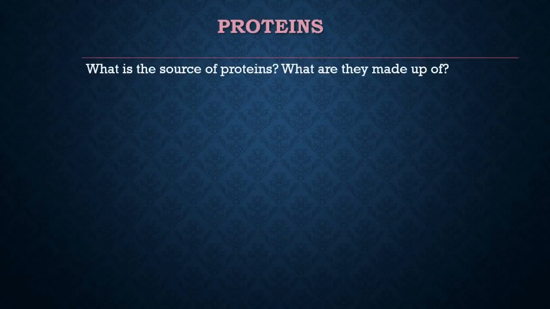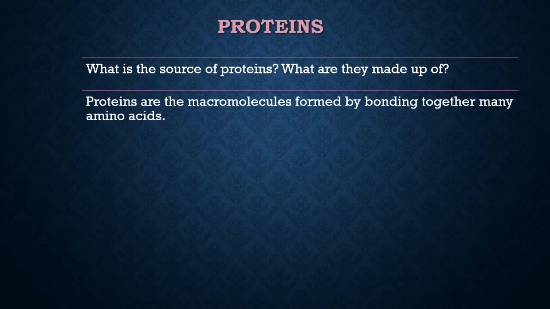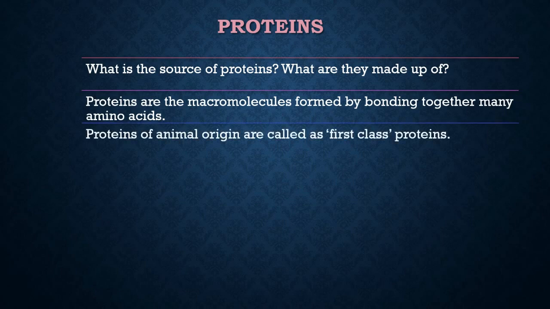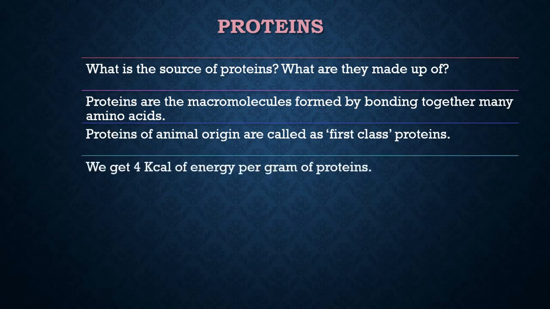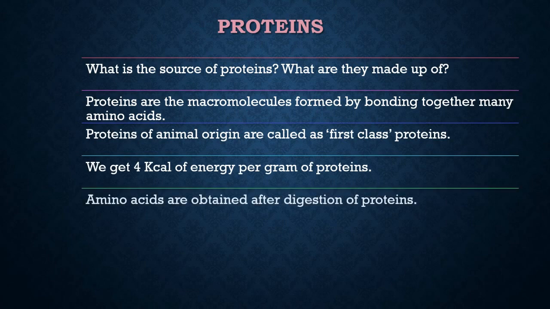Now we are going to see an important component of every living thing, proteins. What is the source of protein? What are they made up of? Proteins are macromolecules formed by bonding together many amino acids. What are these amino acids? We will see later. The proteins of animal origin are called first class proteins. If we digest a gram of protein, we'll get 4 kilocalories of energy.